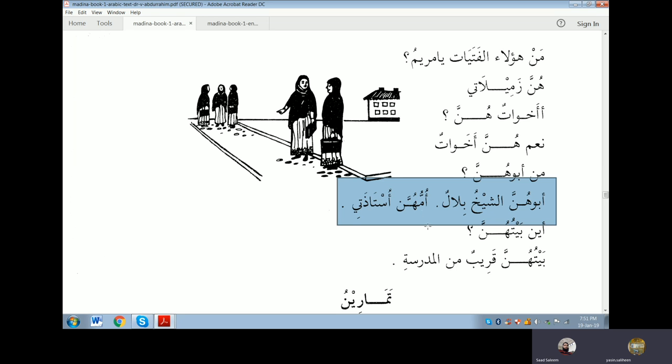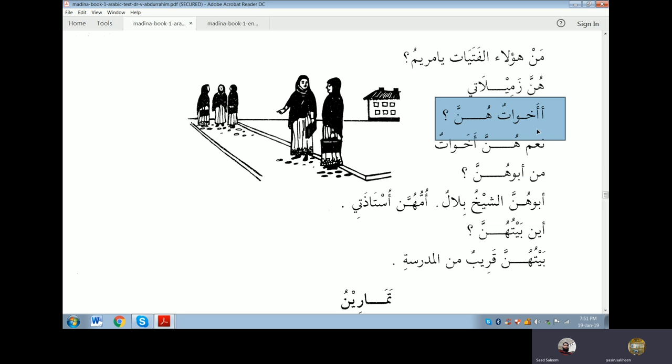Is their father Sheikh Bilal? No. Abuhunna Shaykh Bilalun. Their father is Sheikh Bilal. And their mother is my teacher, ustadhati. Okay, their father is Sheikh Bilal and their mother is my teacher.